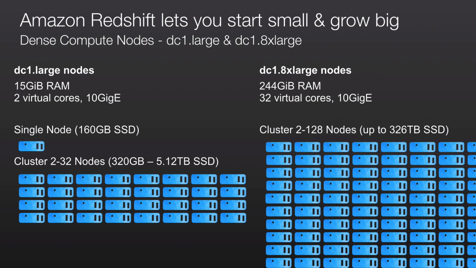You then have the DC1 8X large nodes. Here you have much more memory, 244 gigs per node, 32 virtual cores per node, and the cluster size is significantly larger as well. So you can go from 2 to 128 nodes, and 128 nodes will give you up to 326 terabytes of solid state storage capacity within your cluster. So you're going to find these are optimized for smaller data sets and higher performance in terms of data throughput. Solid state drives, by virtue of their fundamental characteristics, offer higher performance and lower latency I/O response.